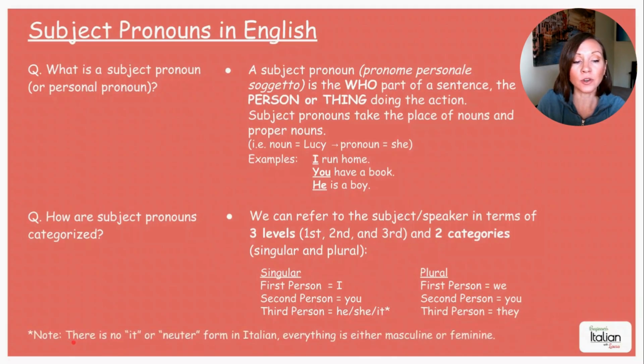And note that there is no it or neuter form in Italian. Okay, everything is masculine or feminine. So not like in English or in German where we have those neuter nouns. Everything is either masculine or feminine.